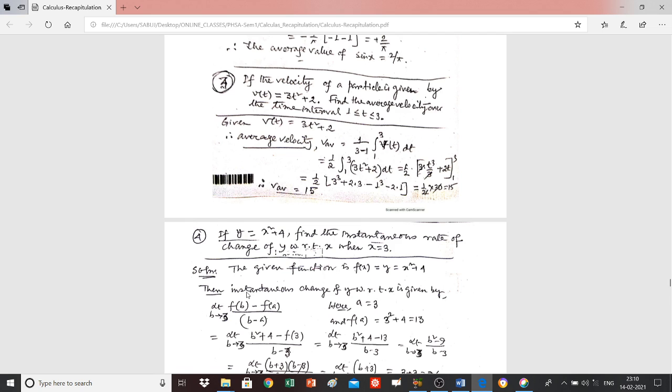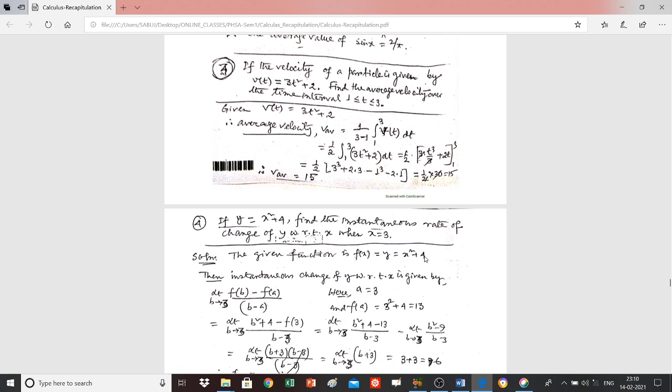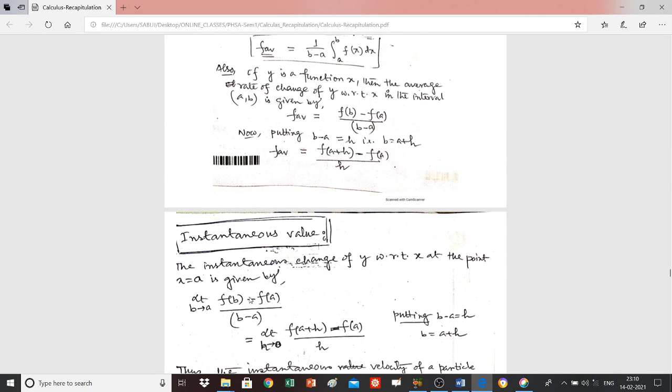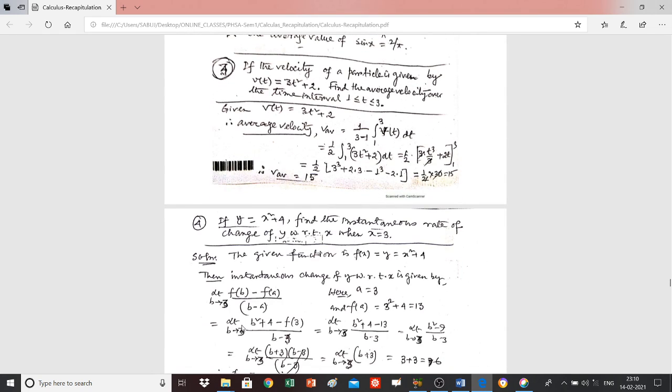So from here the function is given, y is equal to x square plus 4. Then the instantaneous rate of change of y with respect to x is given by the formula limit b tends to 3, because the point is 3, f(b) minus f(a) by b minus a. This definition is given here: limit b tends to a, f(b) minus f(a) by b minus a. Here a is actually 3, so f(b) minus f(a) by b minus a.